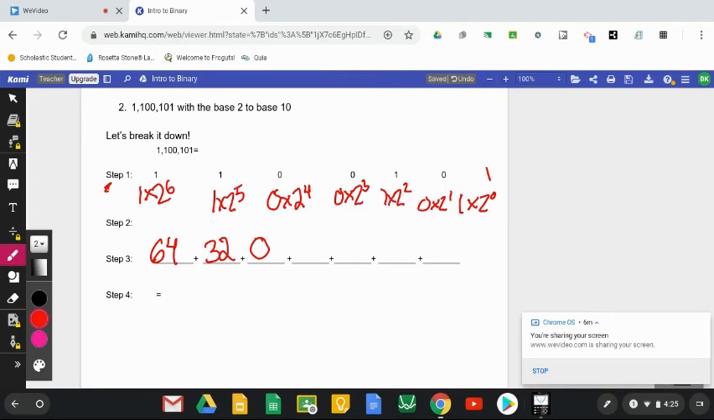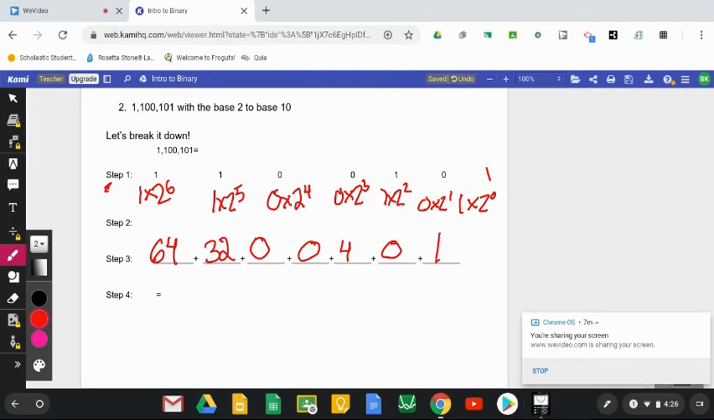What's this next one going to be? Fill that in for me. 0 times 2 to the third. Just wrote 0. 1 times 2 to the second. Do that one for me. So what you should have got here is 4, because 2 to the second is 4, times 1 is 4. 0 times 2 to the first, anything times 0 is 0. 1 times 2 to the 0. 2 to the 0 is 1, 1 times 1 is 1.